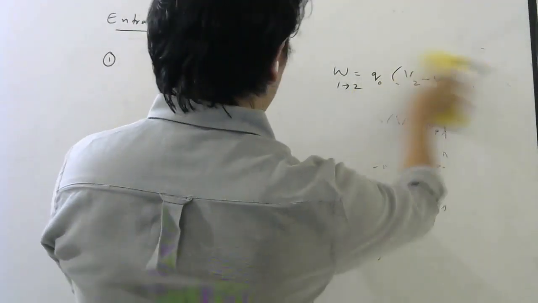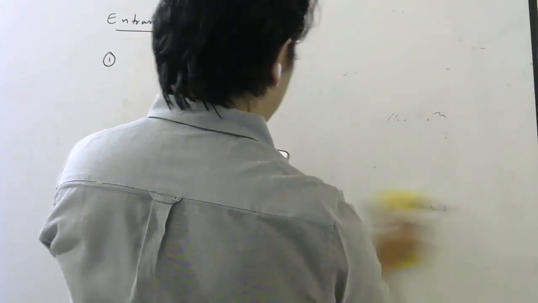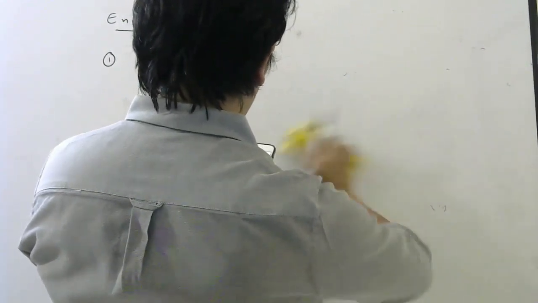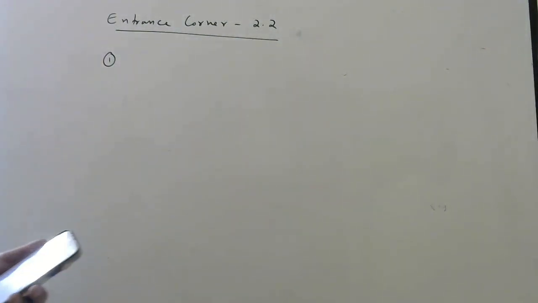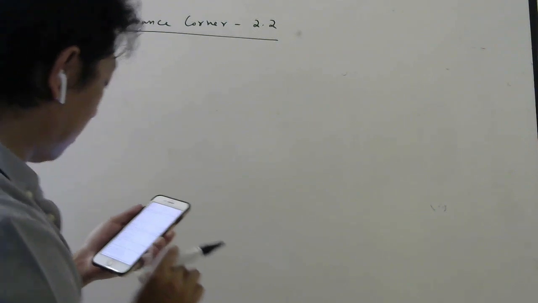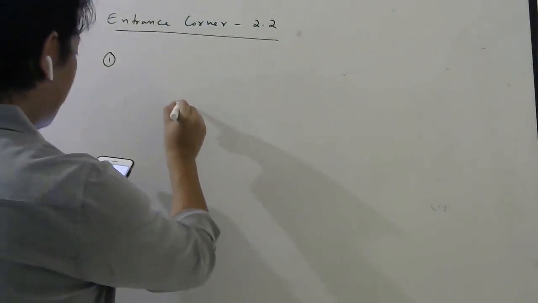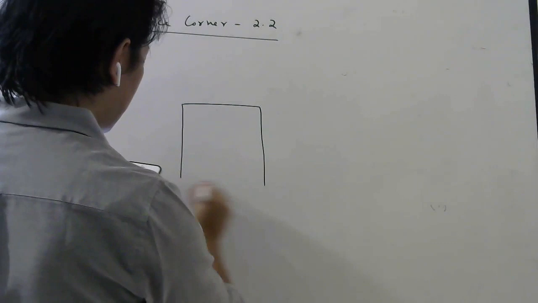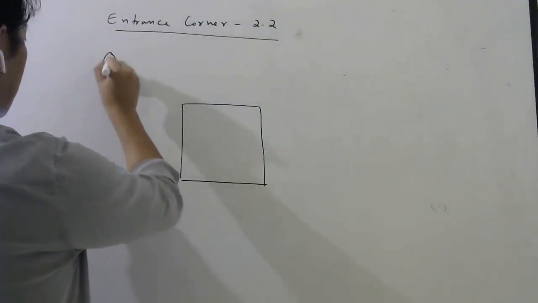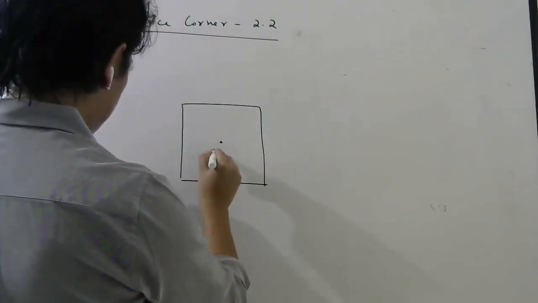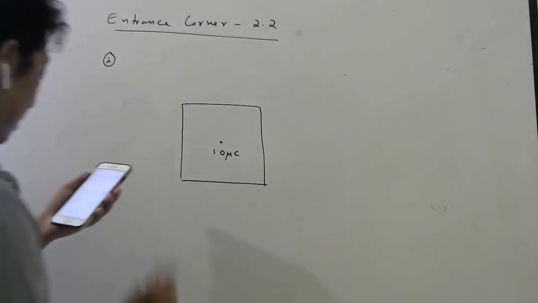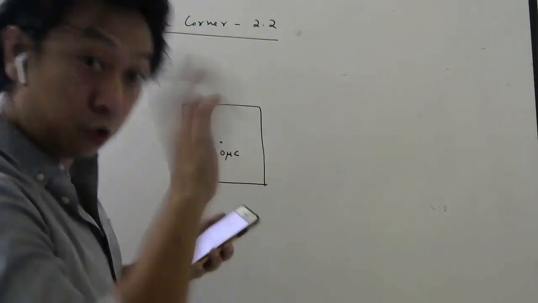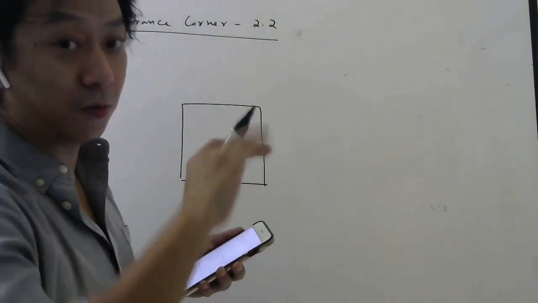Let us see question number 2. What is the work done in moving a 2 microcoulomb point charge from corner A to corner B of a square ABCD as shown in the figure, when a 10 microcoulomb charge exists at the center of the square? So though there is no figure, we can draw ourselves also. So at the center there is a 10 microcoulomb charge. That is your obviously the source charge. They are asking what is the work done to move 2 microcoulomb charge. So that is your Q naught, which we are moving.